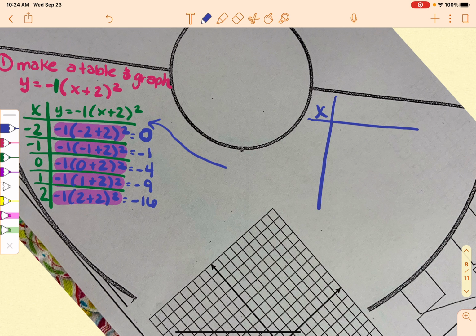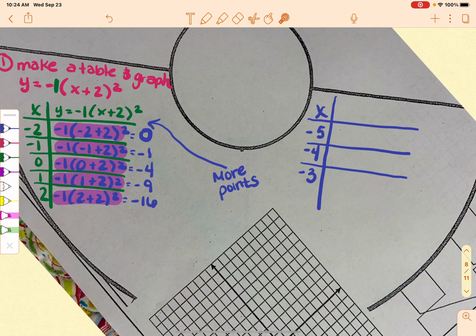I'm going to do an X column, except I'm going to do maybe 3 more points that would have come before this. So maybe we'll do -5, -4, and -3 and hope that it works and helps us. Now, I'm going to write more points here just so you remember. And I am still going to take this equation and put it on the top there.